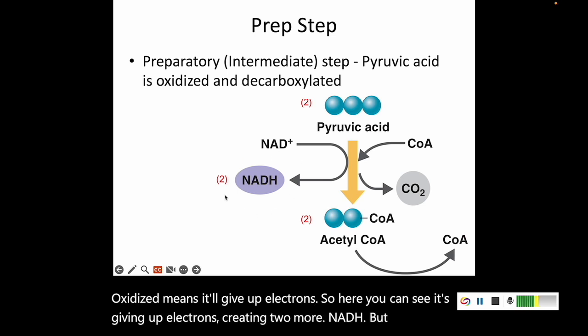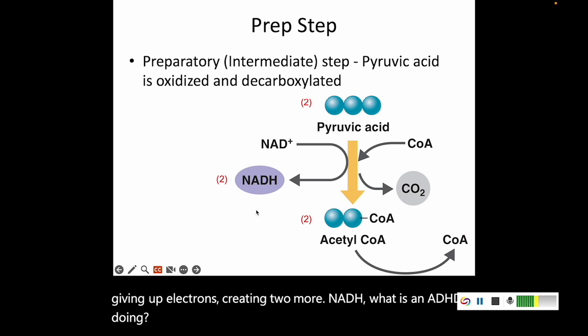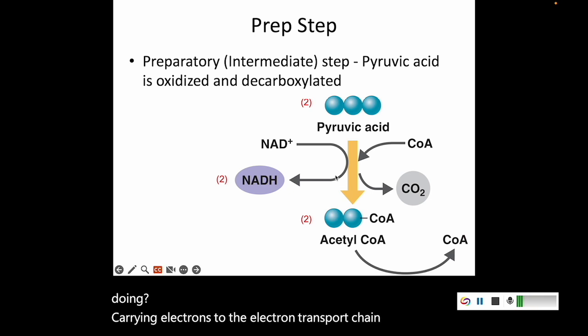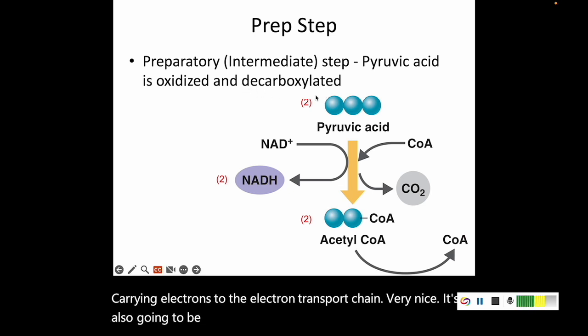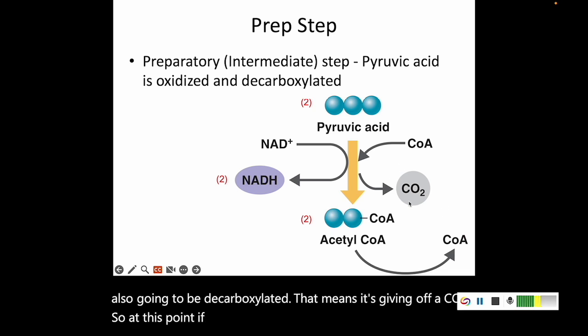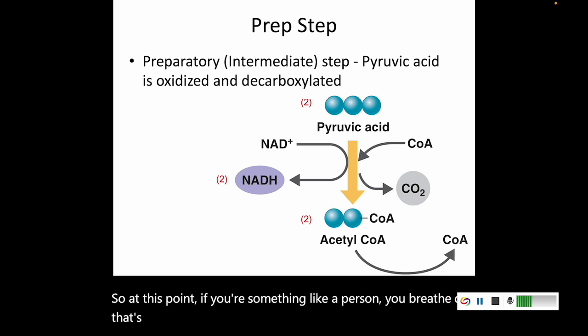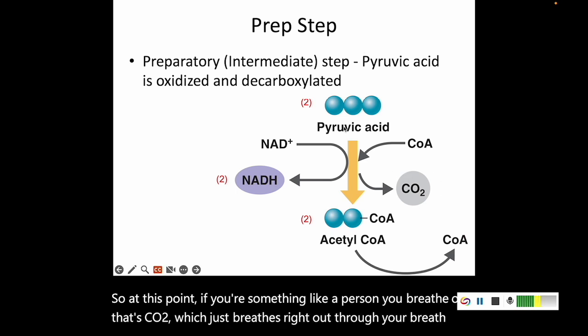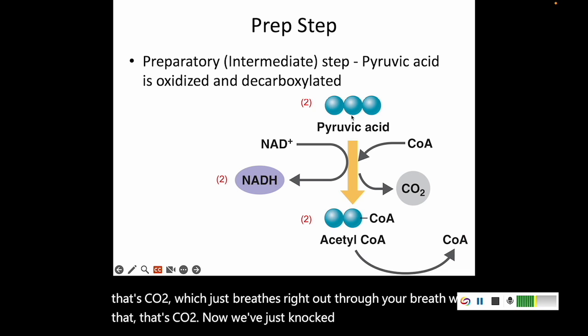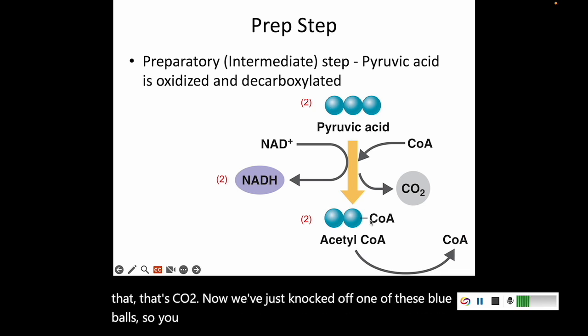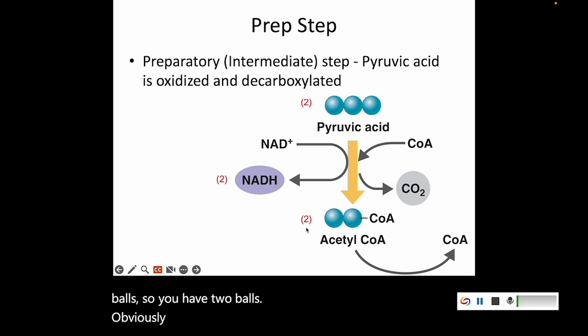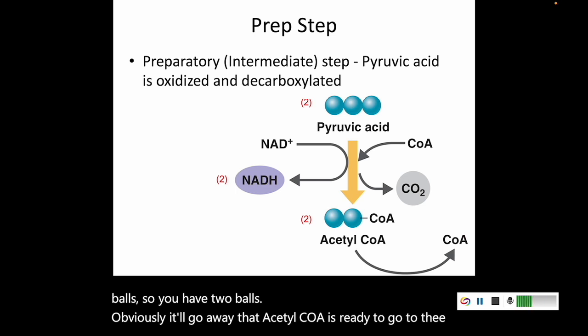What is NADH doing? Carrying electrons to the electron transport chain. Very nice. It's also going to be decarboxylated. That means it's giving off a CO2. So at this point, if you're something like a person, you breathe out that CO2. It just breathes right out through your breath. With that CO2 now, we've just knocked off one of these blue balls. So you have 2 balls of acetyl-CoA. That acetyl-CoA is ready to go to the Krebs cycle.